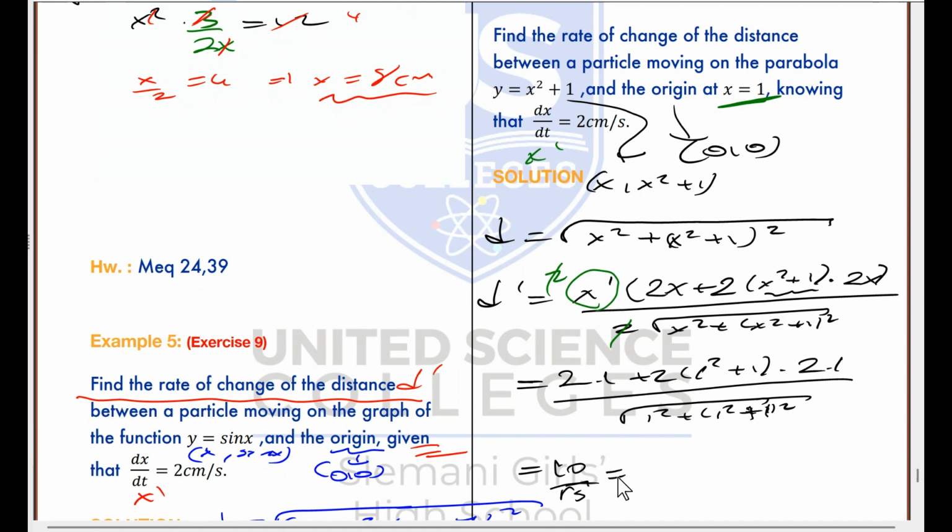Or you can rationalize it, multiplying top and bottom by square root of 5. It becomes 10 root 5 over 5. 10 and 5 simplify. You get 2 square root of 5. Okay, that's the answer.